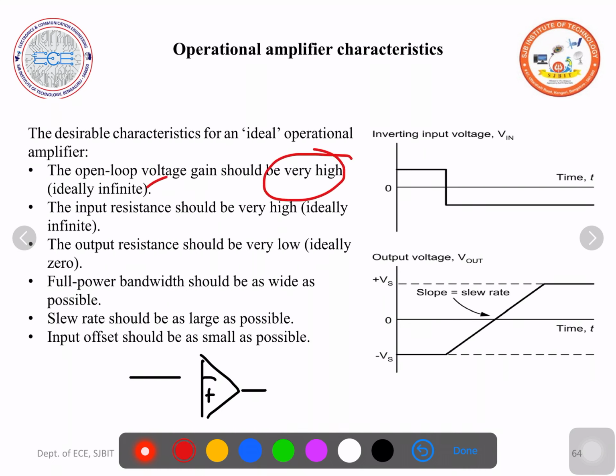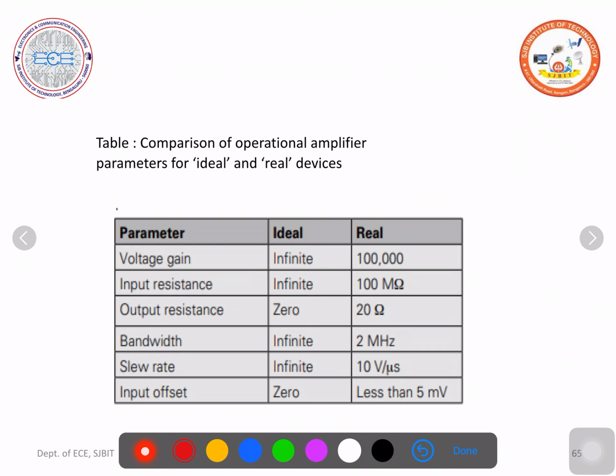So here a few more things are given. Let us go through this. The open loop voltage gain must be very high, but ideally it is infinite. The input resistance is ideally infinity, but actually it is very high. The output resistance is ideally 0, but it is of very low value. Full power bandwidth is usually infinity, practically it is very high. Slew rate should be as large as possible, because within no time the output should follow the input. Input offset should be as small as possible.